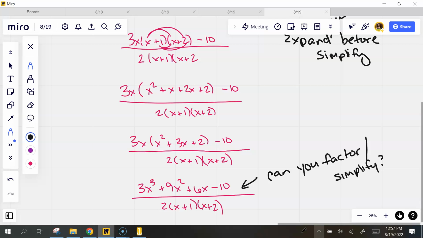At this point, I would look to see, can I factor it or simplify it any so that I could cancel things out? I would do a slash here. It would leave me with x squared plus 3. I could take 2 out. That would leave me with 3x minus 5. So it's not even going to factor. So this is my final answer.